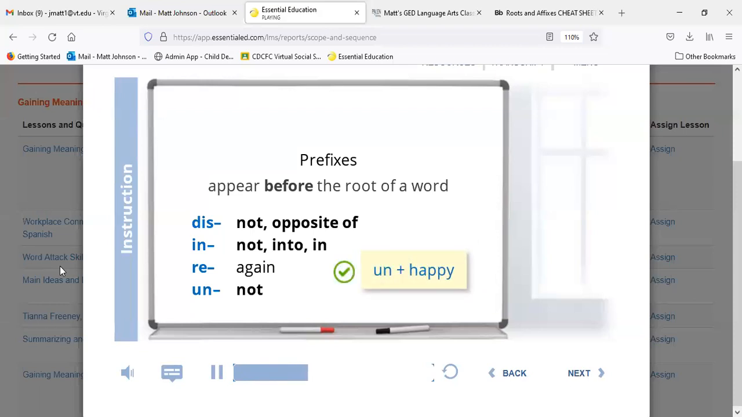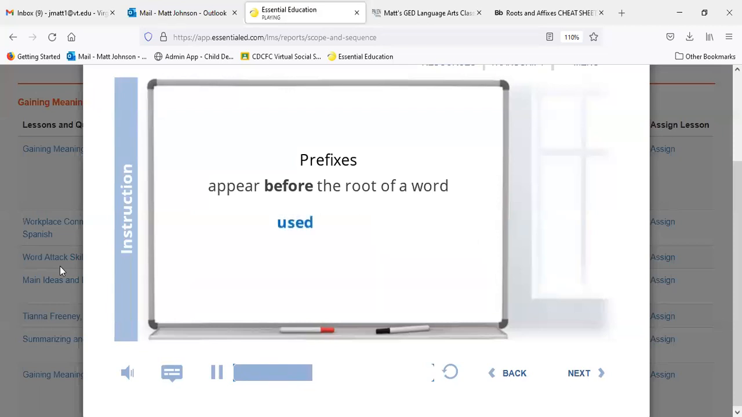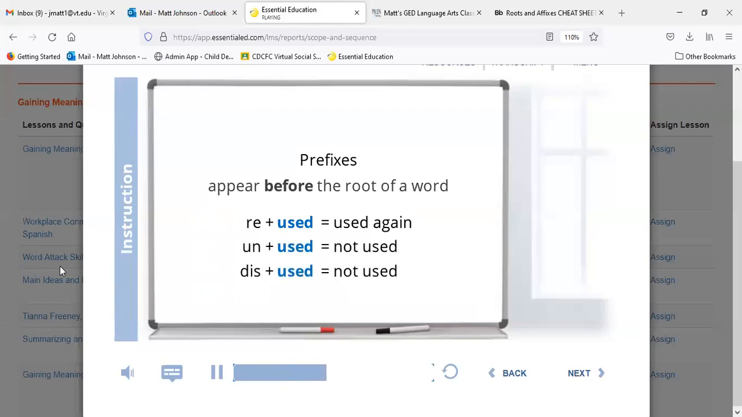Most roots, however, will fit with a number of prefixes. Take the word used, for example. If you want to indicate that something was used more than once, you might say that it was reused. Or if something was not used, you might use the prefixes un or dis to create the words unused or disused. A lot of these rules are based on the conventions of English. They are something you pick up as you read and listen to the words of native English.